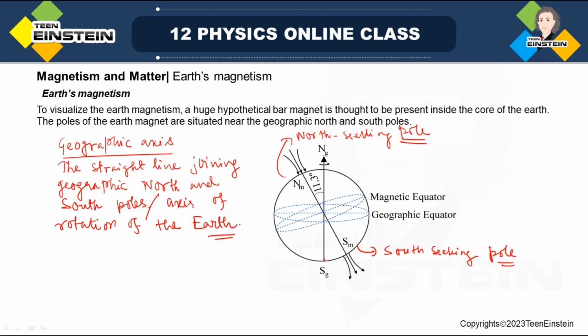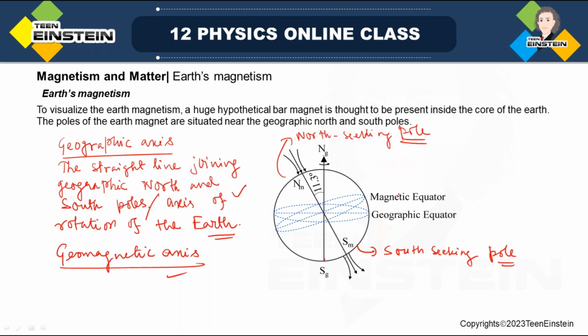All right. So here we will be learning a few more terms. We have already learned what is geographic axis. Similarly, there will be geomagnetic axis also. So what is this geomagnetic axis? It is the straight line joining the geomagnetic north and south poles. Okay, I'm not writing it here, similar to this definition.